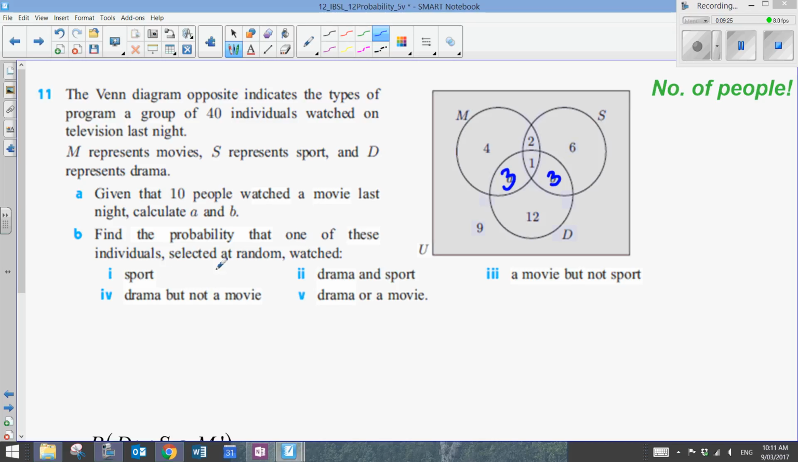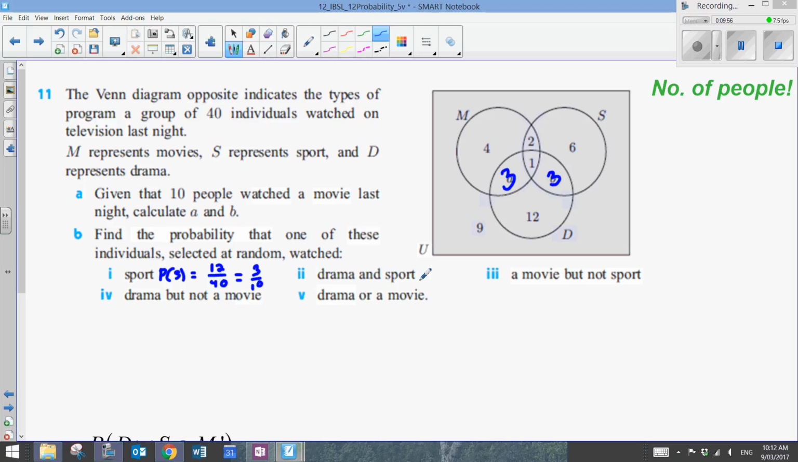All right, find the probability that one of these individuals selected at random watched sport. Okay, so if you randomly select one person, if they just watch sport, well, our total, if they watch sport but it doesn't say didn't watch anything else, then we have 9, 10, 12 people. So we have the probability that they watched sport to be 12 out of 40. And then we can reduce that down.